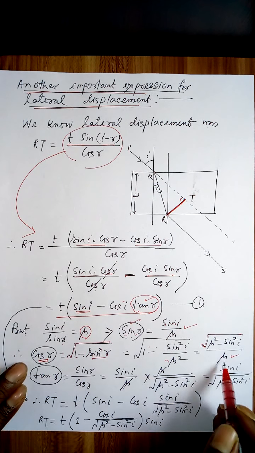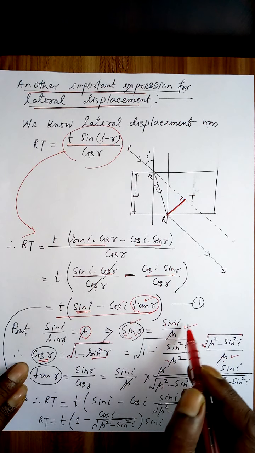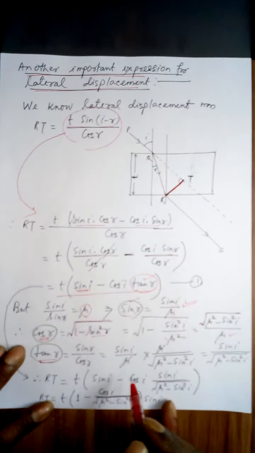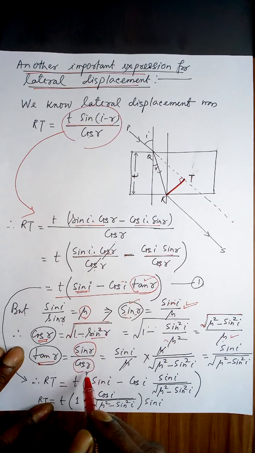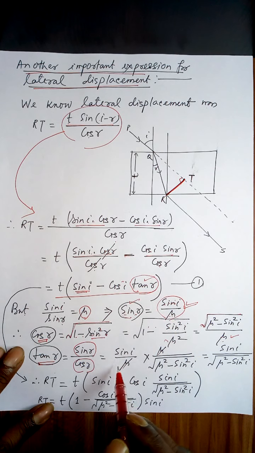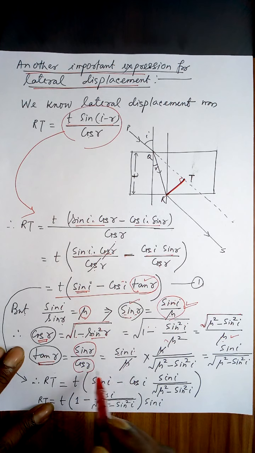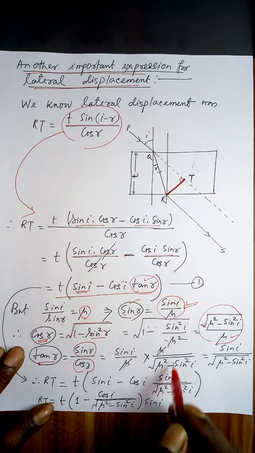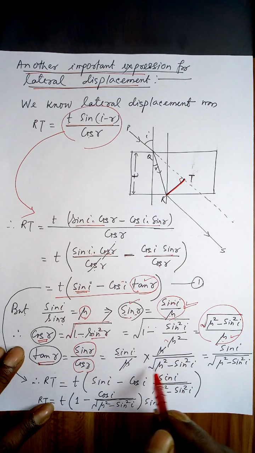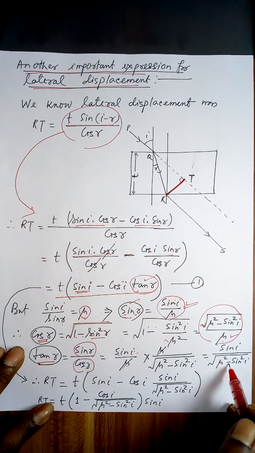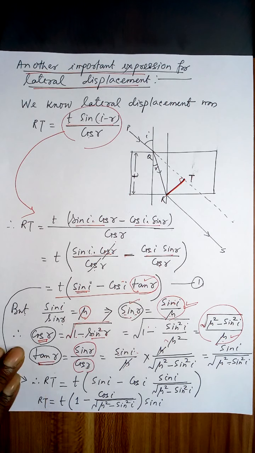So cos R we have found out. Sin R we have found out. Therefore tan R is equal to sin R over cos R. For sin R I put this value, that is sin I by mu. For cos R I put this value, which becomes mu by this. Mu cancels. So I am left with sin I over the square root of mu square minus sin square I.